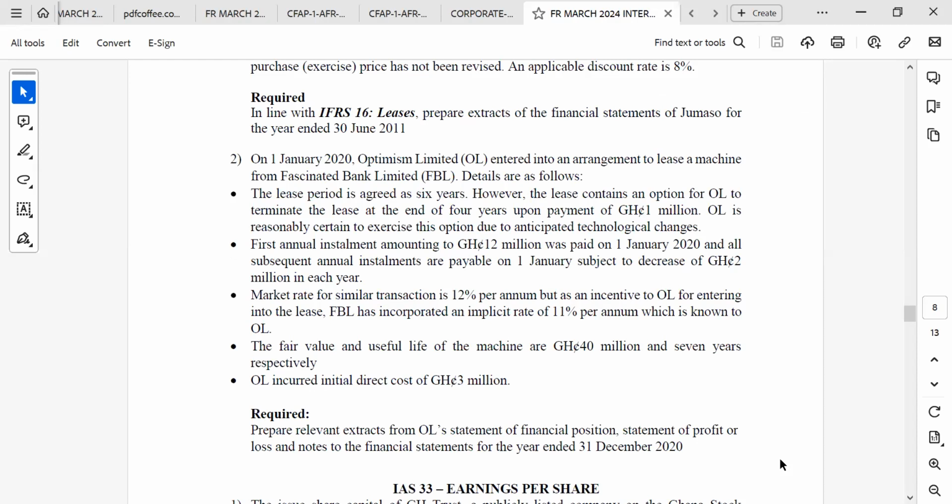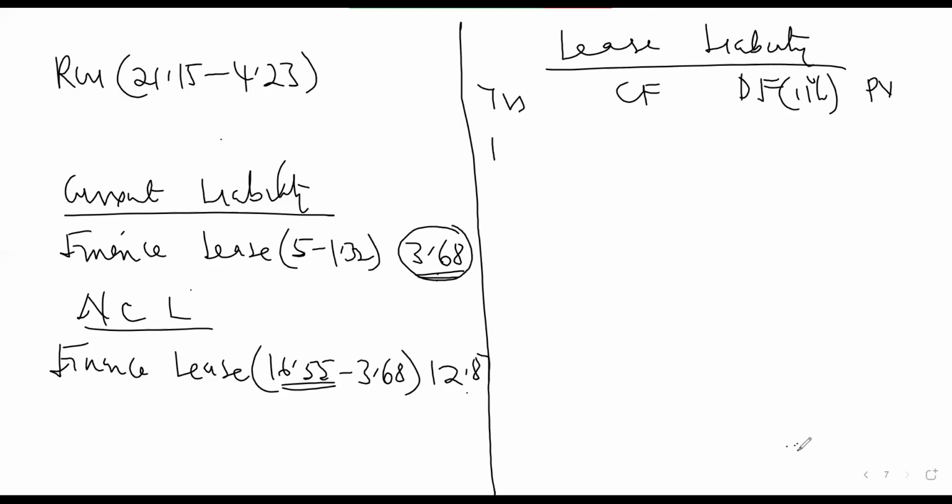So our next payment will be how much? We have paid 12 million already, so the next one will be 10 million. So year one, which is a year from now, will be 10 million. Year two, how much will it be? 8 million. And year three, how much is it going to be? 6 million. 6 million plus what? That's 1 million. So that will give us 7 million.